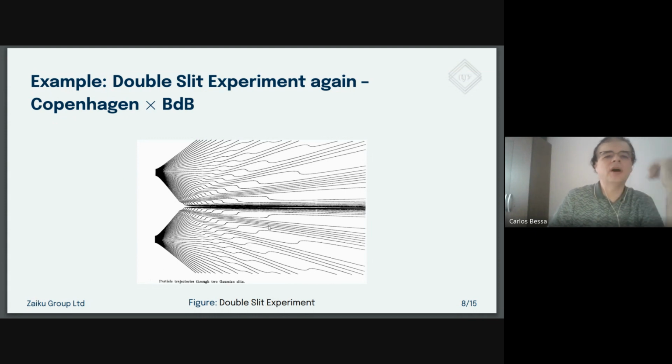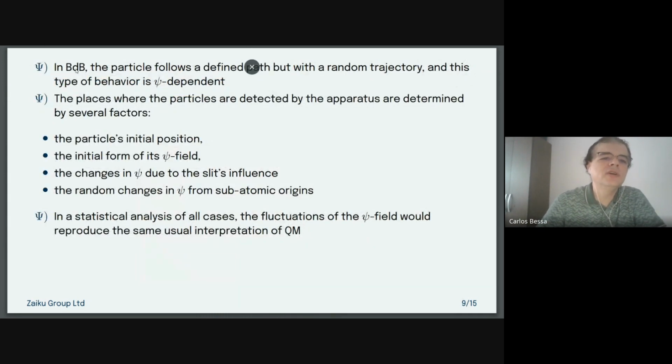So it's not that the particle, let's say the electron here, is a wave that comes from these two slits and behaves like a wave, as in the Copenhagen interpretation. What we have here in the Bohm-de Broglie case is that the particle follows a definite path, but with random trajectories. And this type of behavior is psi-dependent.